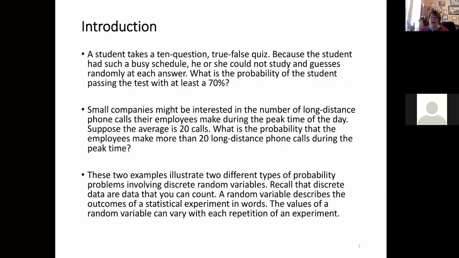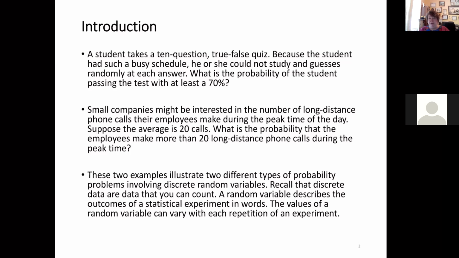Okay, some examples of random variables and discrete probability distributions. So you're a student and you're taking a 10-question true-false test, but you didn't study, so you're just going to guess. So each of these 10 questions, you're going to purely guess true-false. So what's the probability that you get a 70%? So this is a discrete probability distribution, okay?